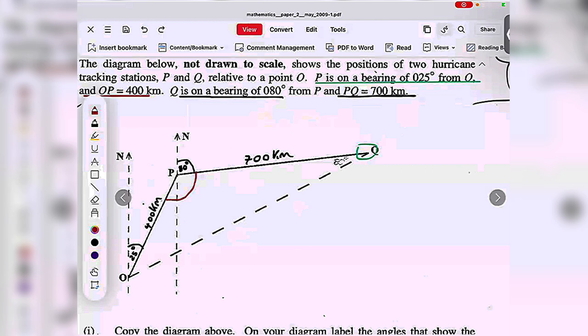Sir, could we use the bearings of the 80 degrees and the 25 degrees and take it away from 180? Yeah, 180 or 360. Part of what you say is right, but structure it properly. Antonia, you say 360 minus 155. Where did you get that 155 from, miss?